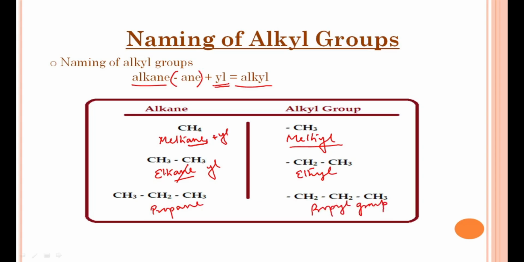One thing to concentrate on here: methane is a molecule, ethane is a molecule, but this is a group which is attached to a carbon chain. Like if this is the carbon chain we have, and CH3 is attached to this, then we will call this a methyl group. This is a group. So there is a difference between a molecule and a group.